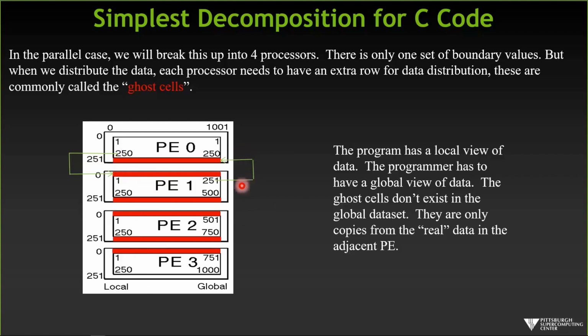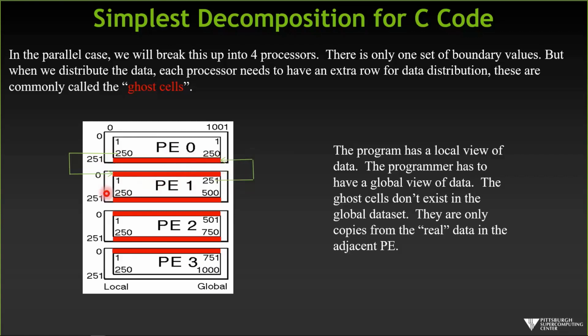The way we're going to break this up amounts to the fact that PE0, on this connecting border here, is going to have a row 250 that is really the edge of its plate, the last row in its plate that it's responsible for. But we're going to add in a row 251 here that's going to contain the data from the last real row of PE1. So we're going to keep a copy of row 1 from PE1 here in row 251.